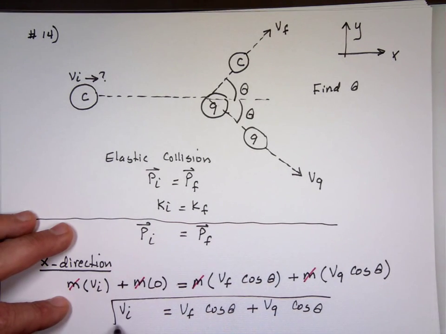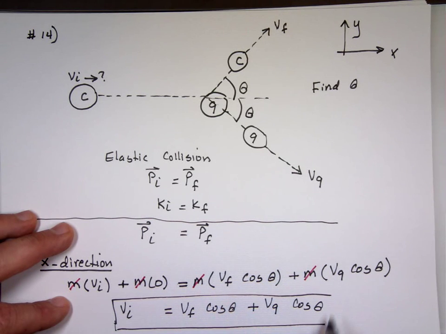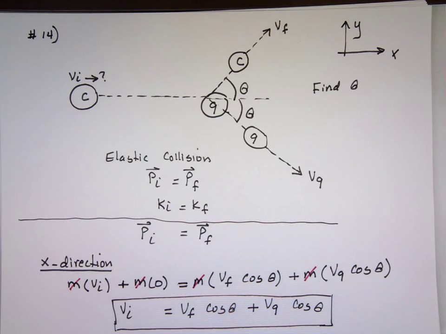I'm going to have 3 equations with 3 unknowns. That's equation 1.